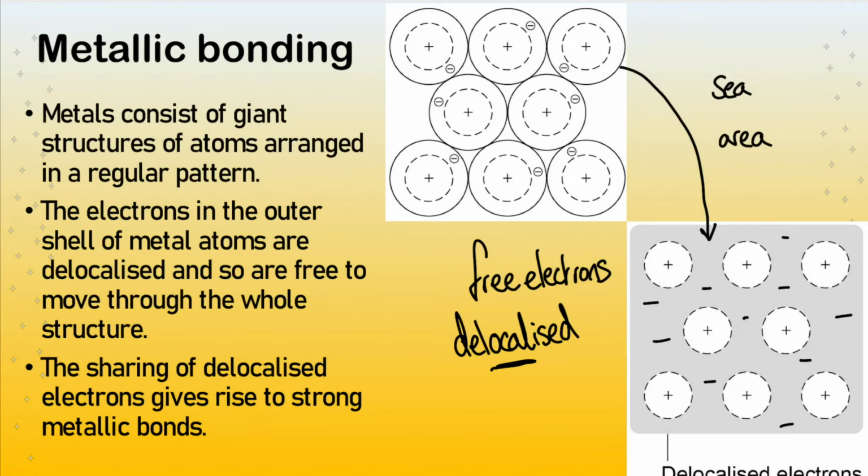We don't need to be able to draw them specifically for different types of atoms like you have done for ionic and covalent bonds, but you do need to be able to draw a representation and describe a representation of what a metallic bond is, like this.